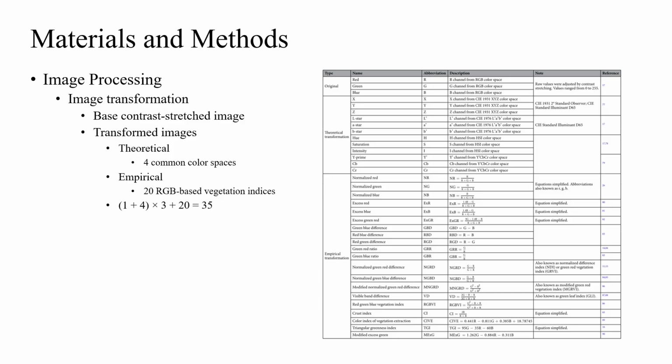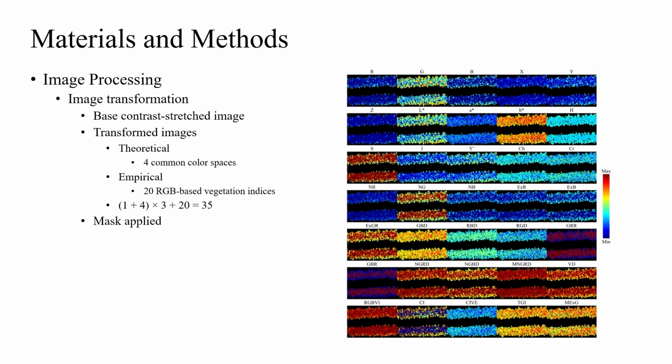Before extracting features, a canopy mask created during the image pre-processing stage was applied to all the transformed images. And here are the examples of the transformed images derived from the same soybean canopy image. And the color in each image corresponded to the image value range before the canopy mask was applied. Now, finally, we are ready to extract image features.